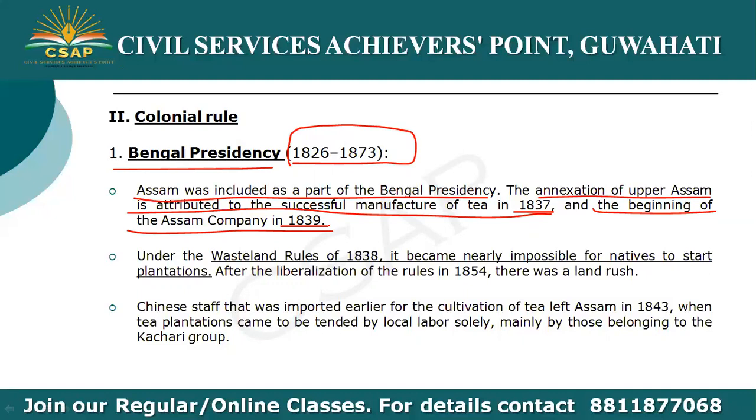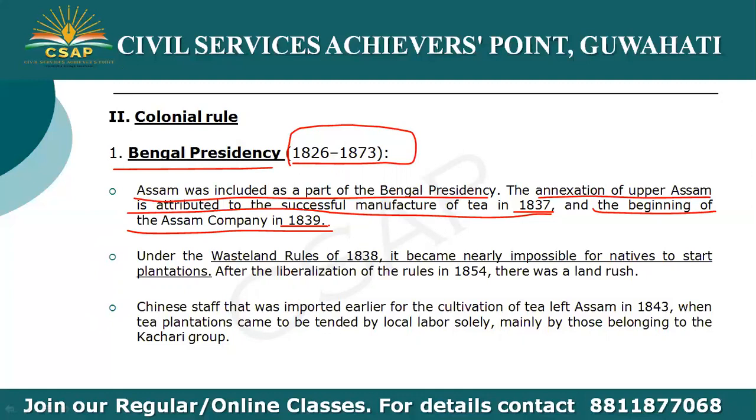Under the wasteland rules of 1838, it became nearly impossible for natives to start plantations. After the liberalization of the rules in 1854, there was a land rush to occupy the lands in Assam to start the tea plantations. Chinese staff that was imported earlier for the cultivation of tea left Assam in 1843, and there was a vacancy which was left for the tea laborers.